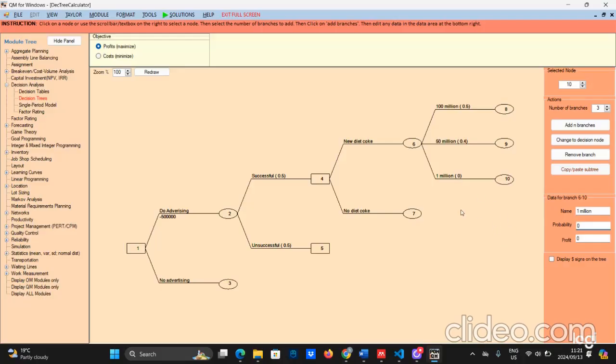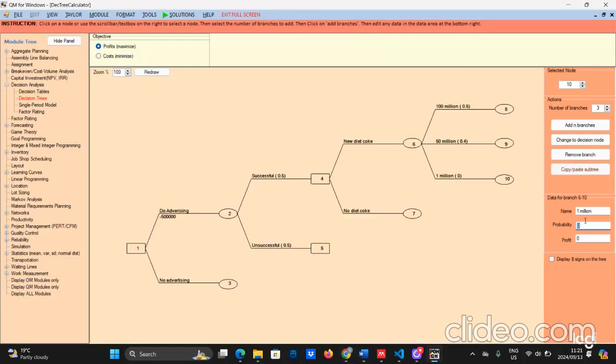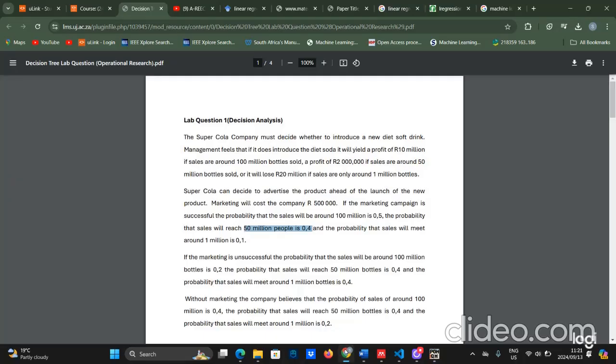And then the probability that the sales will be 1 million is 0.1, right? One thing you'll notice is that the probabilities of the three branches add up to one. They must always add up to one every time, right?